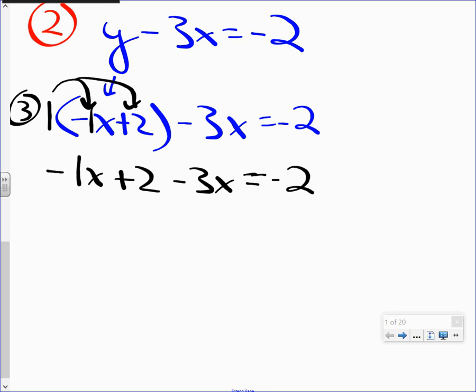Now, let's combine like terms. Negative 1x minus 3x. Watch this. Negative 1 minus 3 is going to be a negative 4x. Look at it, I cross them out and I combine them. Negative 1x minus 3x is negative 4x. Then I still have the plus 2 equals negative 2.